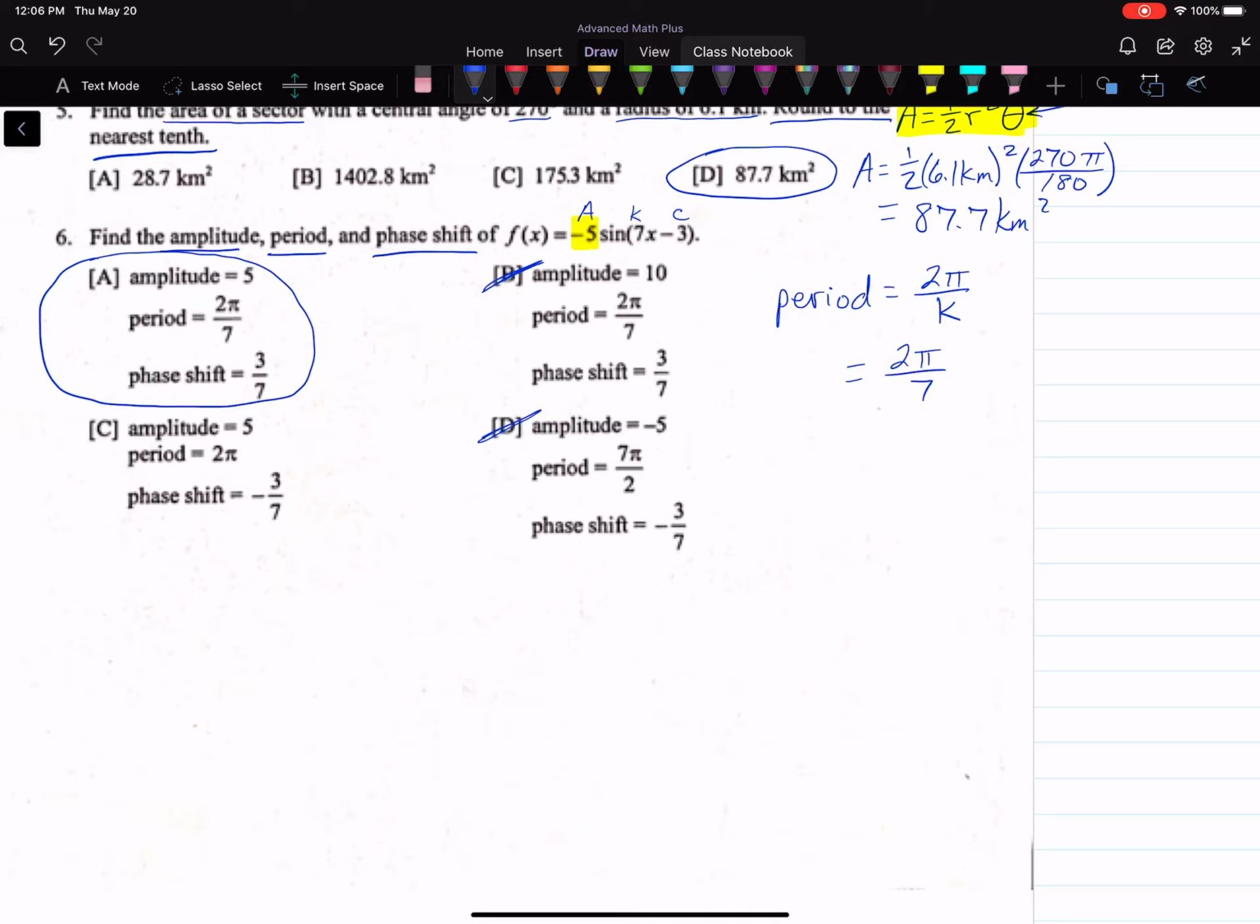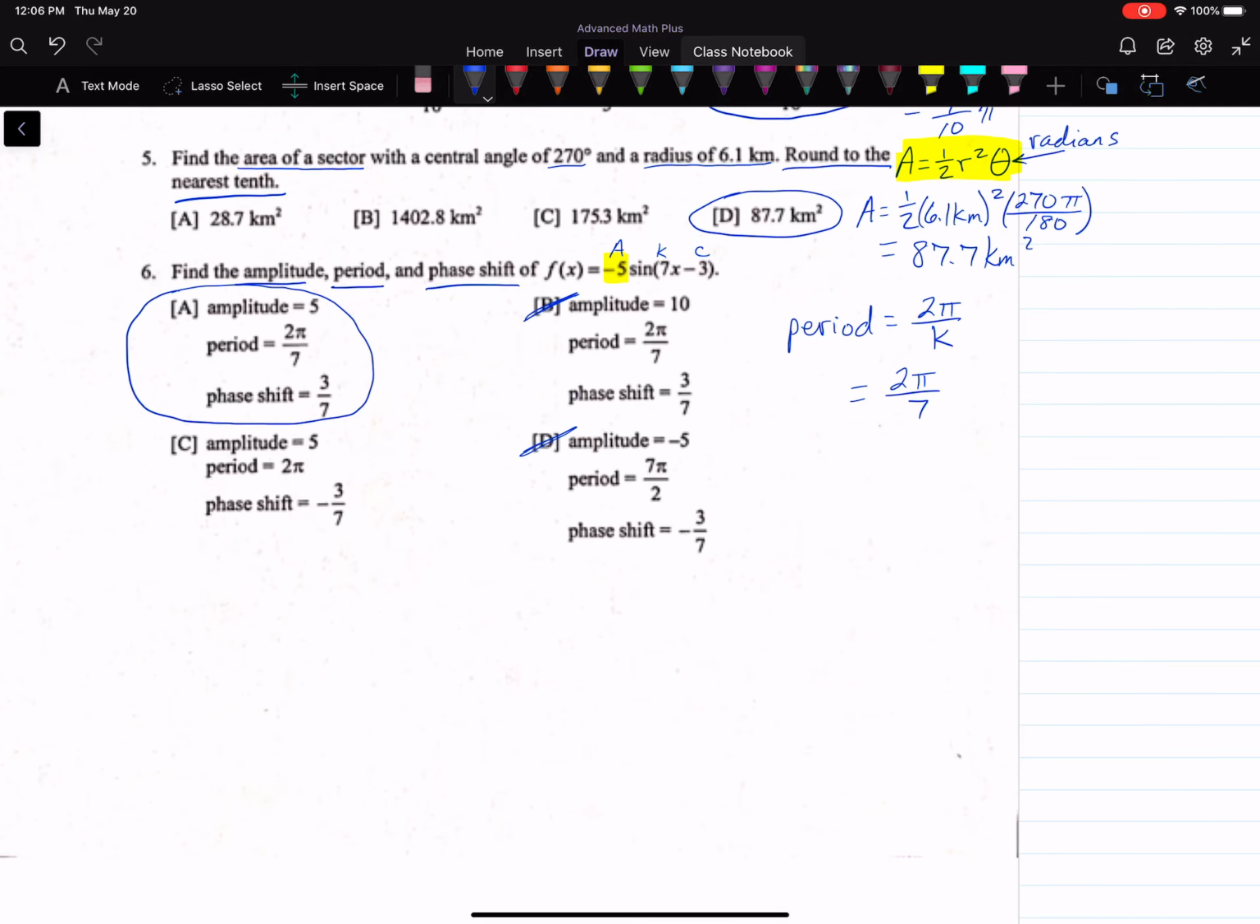Now I'm going to go ahead and show you how to do the phase shift. To do the phase shift, I'll just call it PS. It's -C over K. So these are some things you may want to remember here. -C over K, so my phase shift would be negative. My C for this problem was -3 over my K was 7, and so that's going to be positive 3/7. So that's why my phase shift was positive 3/7.